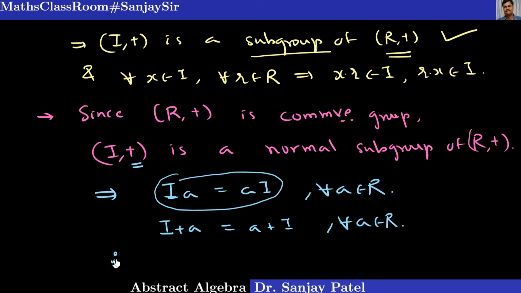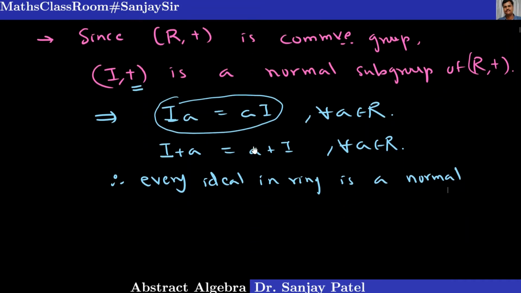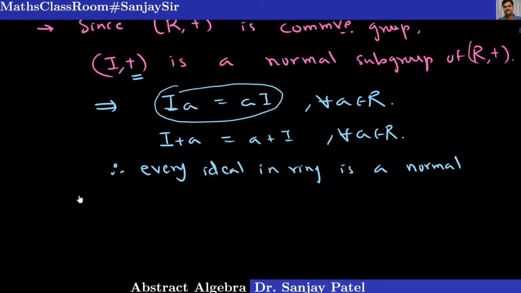So therefore, let me write this way: every ideal in a ring is a normal subgroup of the group R plus. Okay, so this is a very, very important observation.